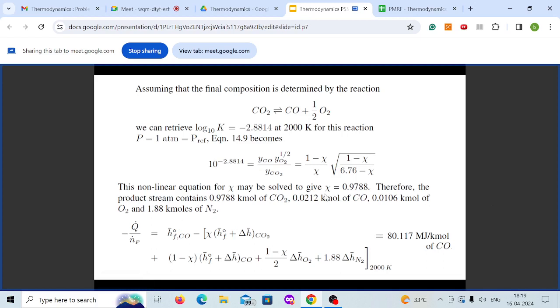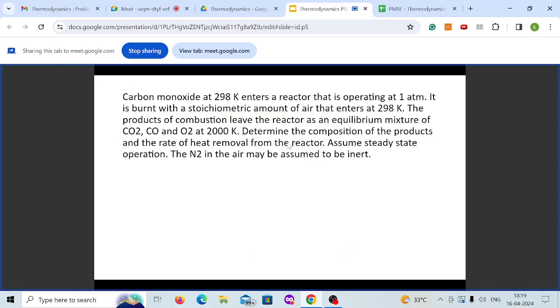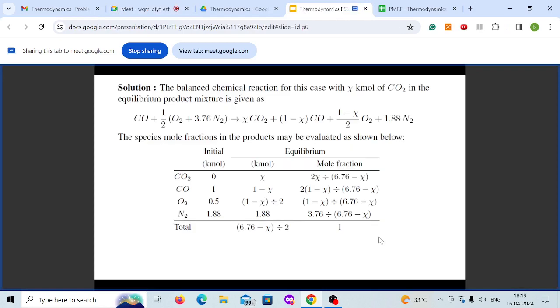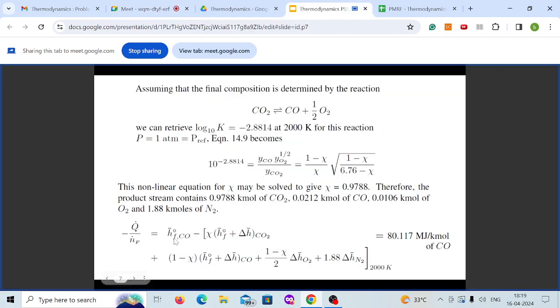So we know the individual moles of each of the components. The next part of the question, now that we have found the composition of the products, is to find the rate of heat removal from the reactor. To find this, we now have to apply an energy balance across the reactor.